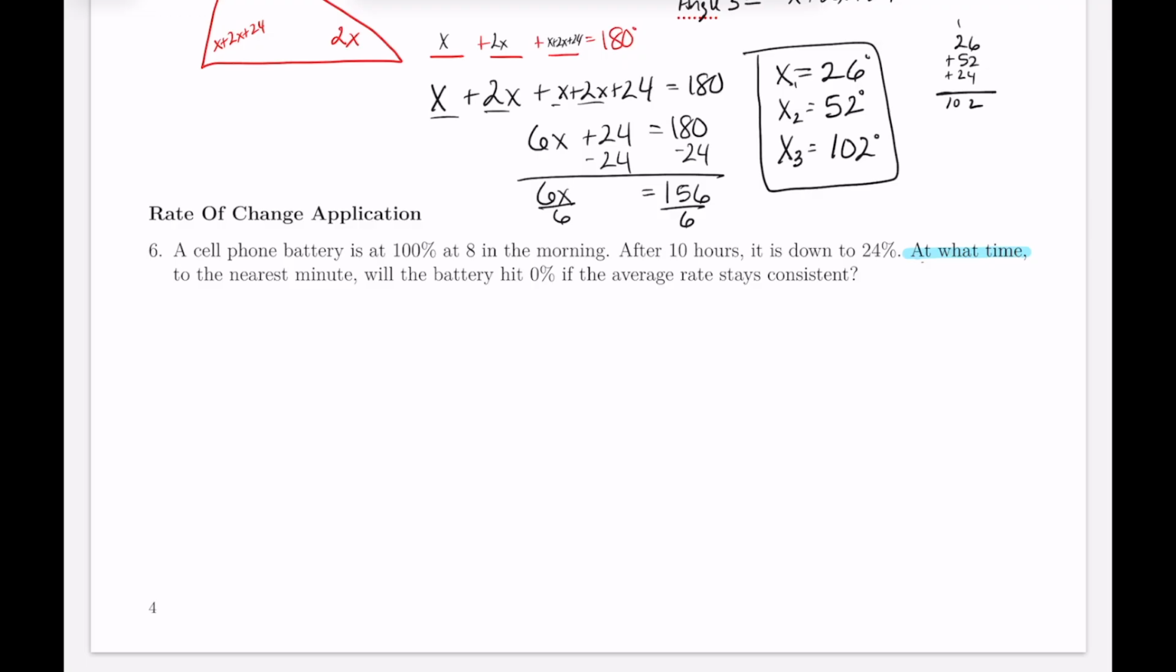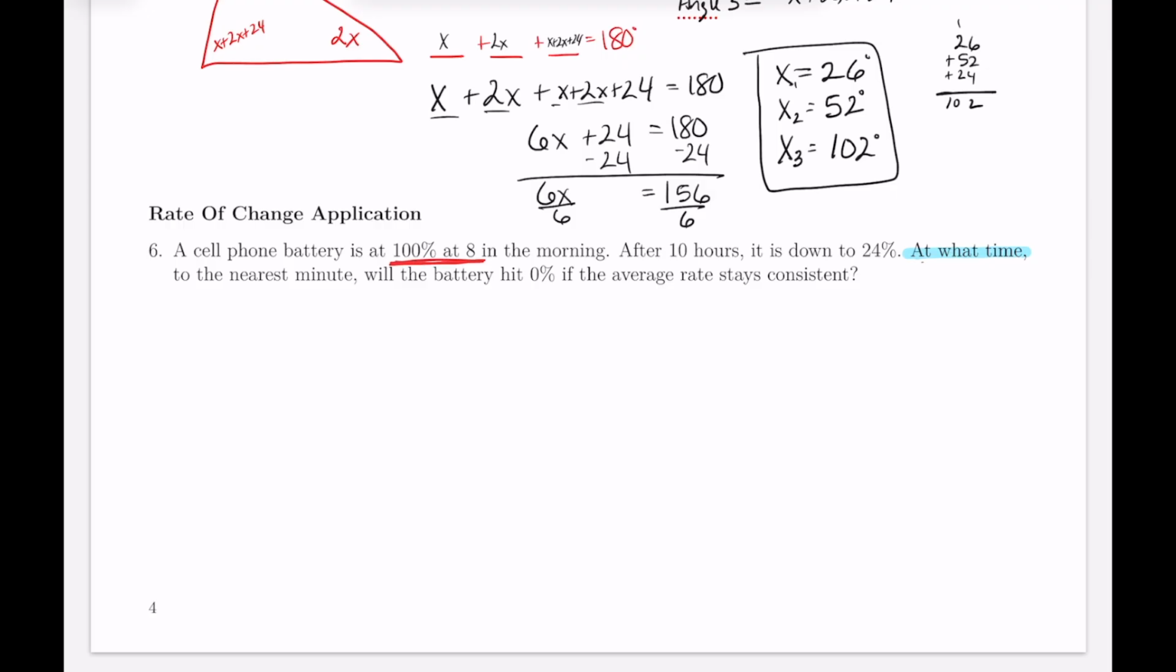Okay. Now, next thing we're going to look at here is we're going to think of these as almost like ordered pairs. So I have at 8 in the morning, it's 100%.